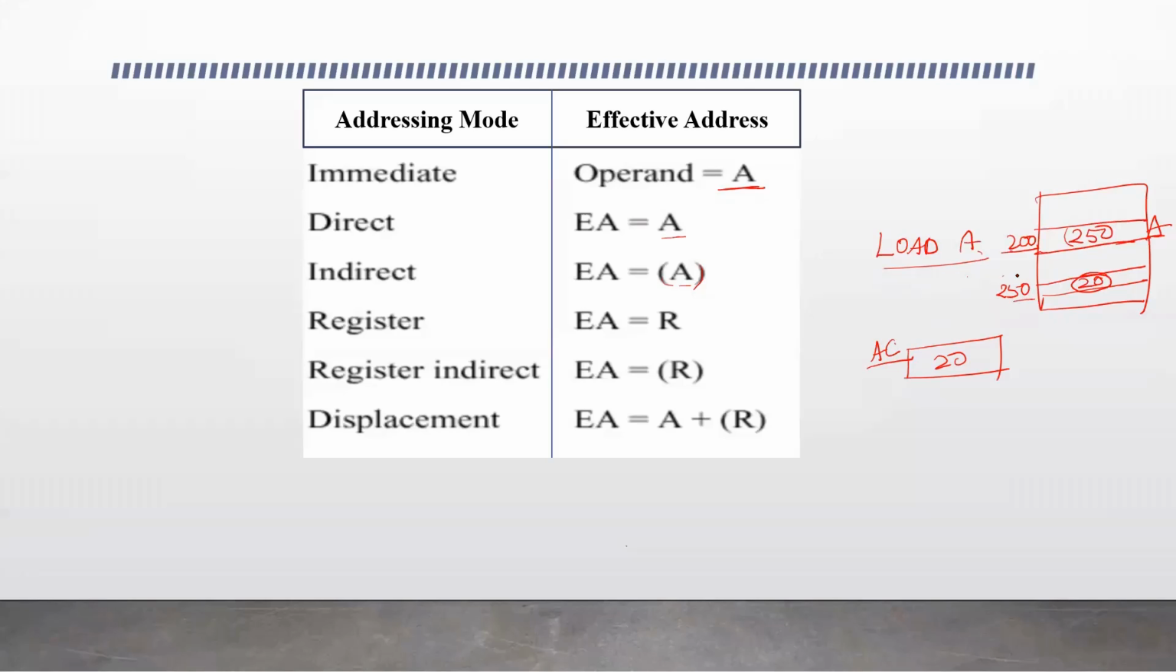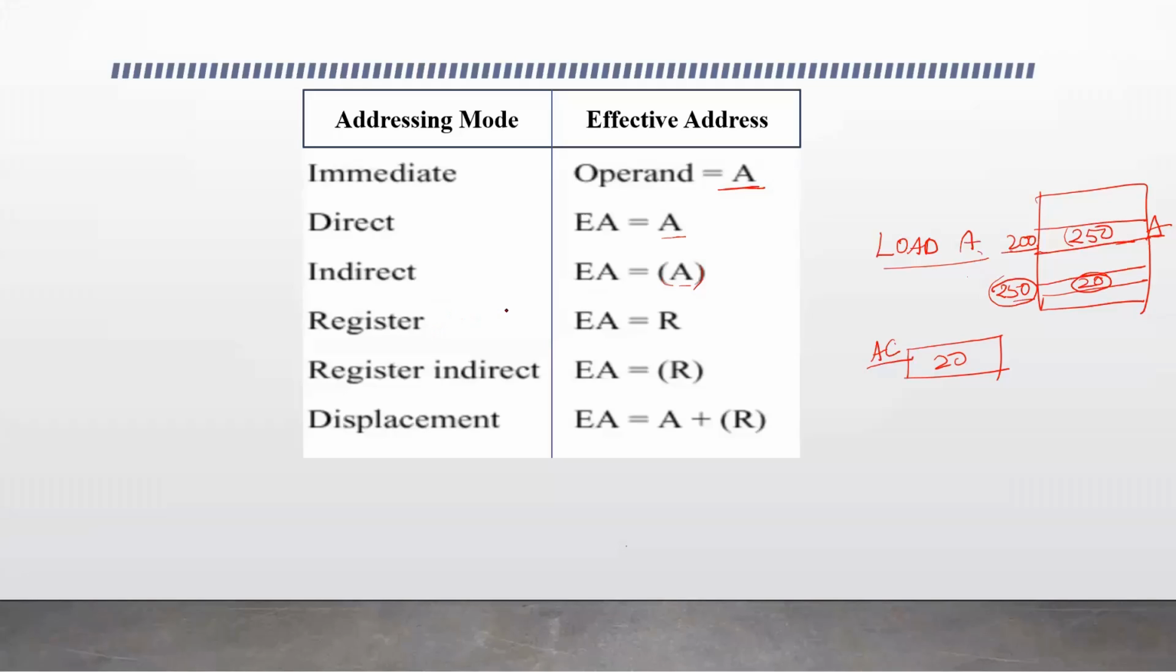So here the effective address is 250. The effective address is found at the given location in the instruction, so it is the value of A. In indirect addressing mode, the effective address is the value present at location A.